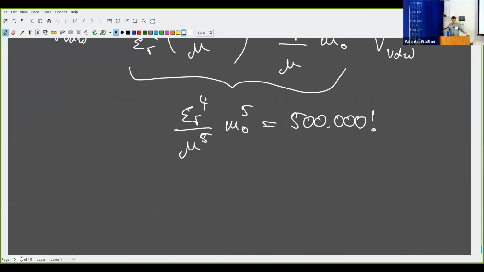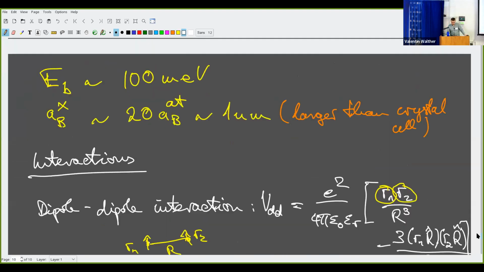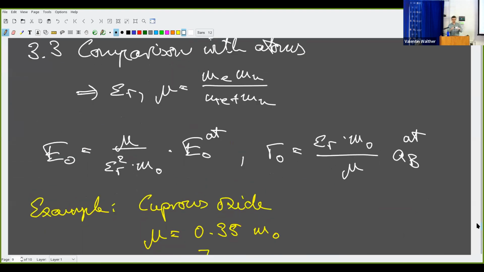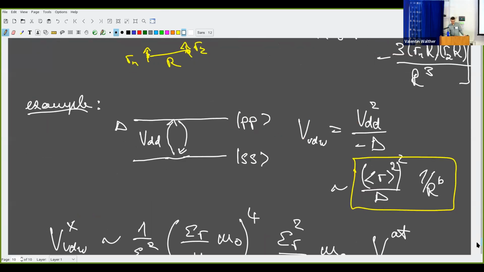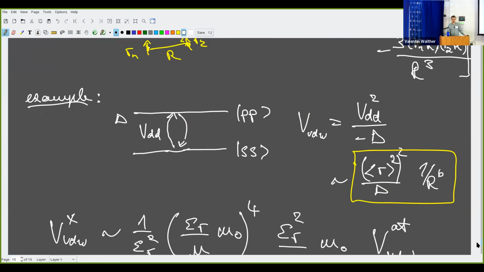And the underlying reason is just that the Bohr radius is much larger, so the particles are much larger and more polarizable, and the energy differences which matter in this second order perturbation of the van der Waals interaction also become smaller.